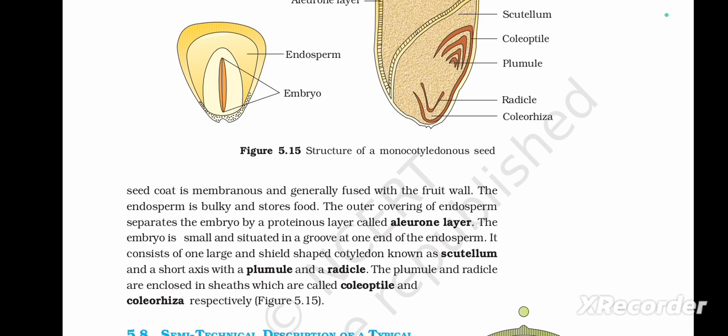It consists of one large and shield-shaped cotyledon known as scutellum and a short axis with a plumule and a radicle. The plumule and radicle are enclosed in sheaths which are called coleoptile and coleorhiza respectively.